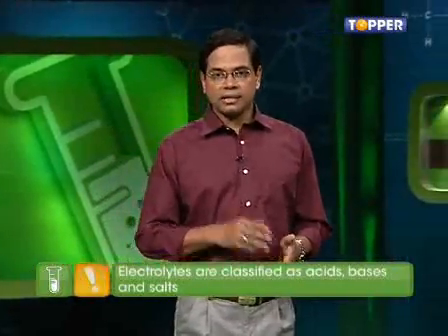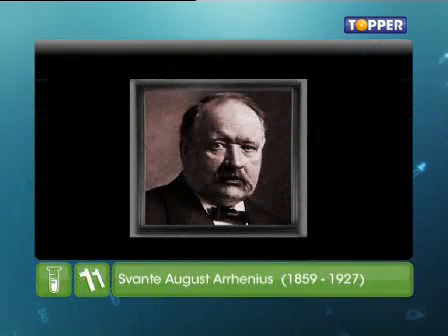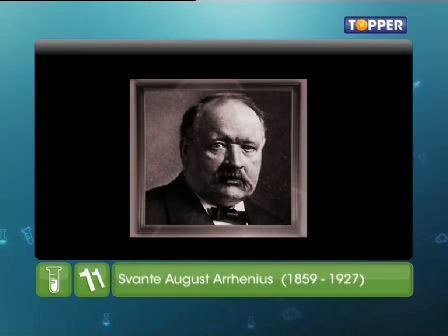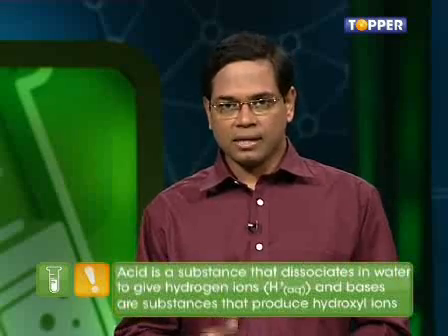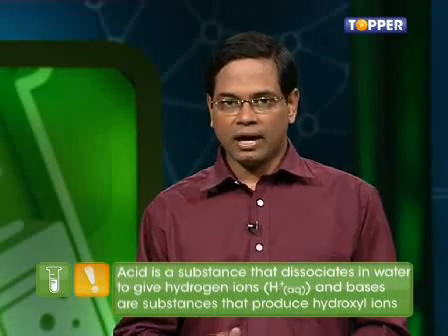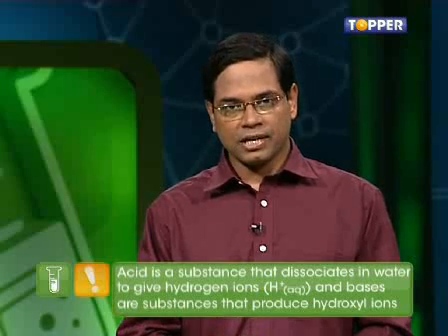Now that you are thorough with the concept of what an electrolyte is, let's study its classification in greater detail. Electrolytes are classified as acids, bases and salts. Swedish scientist Svante August Arrhenius in the year 1884 put forward a theory whose central premise was that when an electrolyte is dissolved in water, it dissociates into positively and negatively charged ions. Based on this theory, Arrhenius went on to define acids and bases. An acid is a substance that dissociates in water to give hydrogen ions, while bases are substances that produce hydroxyl ions when dissolved in water.